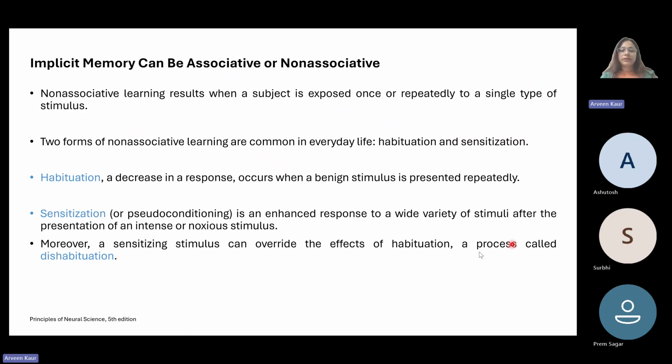And also there is something known as dishabituation, which is that a sensitizing stimulus can override the effects of habituation, right? For instance, I got habituated to that blast sound around the Sahara or Diwali. But again, a few months passed by, I had not heard that kind of a sound. I got dishabituated, and then again, that kind of a sound came, and I will respond more to it because I can get sensitized to it again, right?